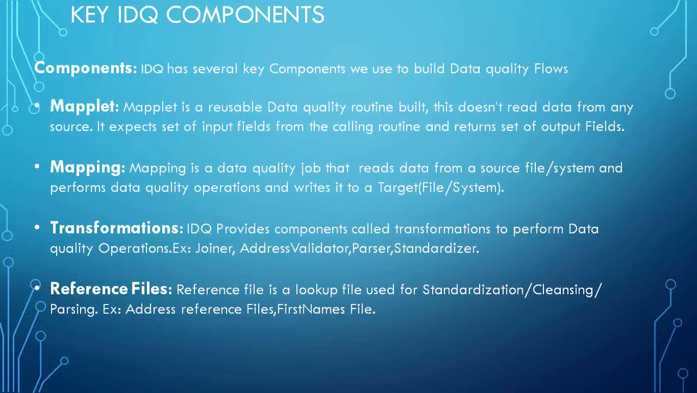Then what is a mapping? A mapping is similar to a maplet, but the only difference is that a mapping talks to the source file and also to the target system. In the maplet, we are defining a structure. In a mapping, we are actually talking to the file or a table or whatever it is. So a maplet is reusable because we are just defining the structure and not talking to any source or target. But a mapping is not reusable because it is actually talking to the source and target. Then, moving to transformations, IDQ has some components.